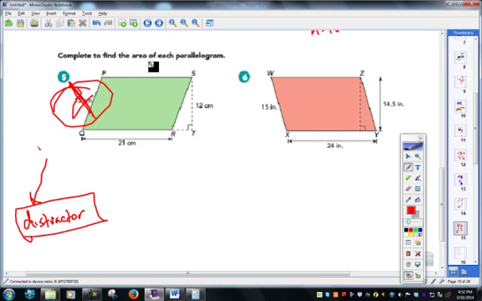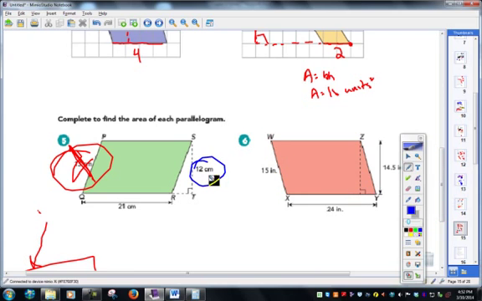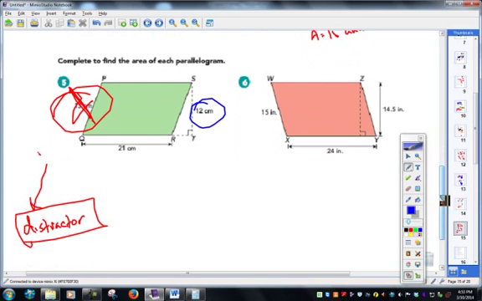Now, would it help you with the perimeter? Sure. But it will not help you with the area. Just like this number right here, the height of this thing, would that help you with the perimeter at all? No. Wouldn't help at all, because the perimeter is just measuring the outside lengths, the side lengths. 12 is not a side length. Okay, so again, I could put that on there.